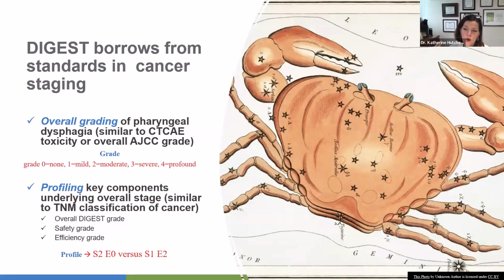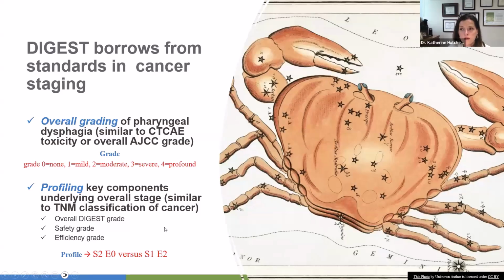These are both overall moderate Digest grades, but the profile on the left reflects a moderate safety impairment with normal swallowing efficiency, whereas the profile on the right reflects mild safety impairment with moderate inefficiency. And you can imagine that when I'm thinking about my clinical management, just looking at these two patients, I know that the patient on the left with an S2E0 profile needs more help to swallow liquids safely, whereas the patient on the right with an S1E2 profile probably needs more help to swallow solid foods more efficiently.